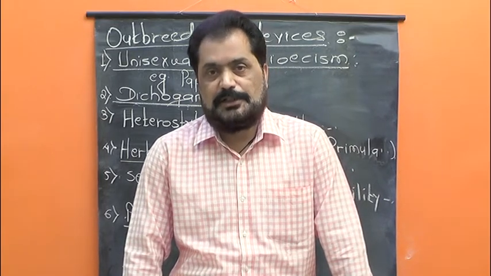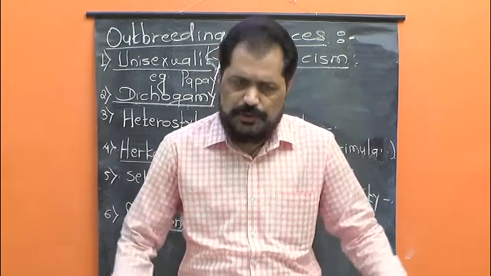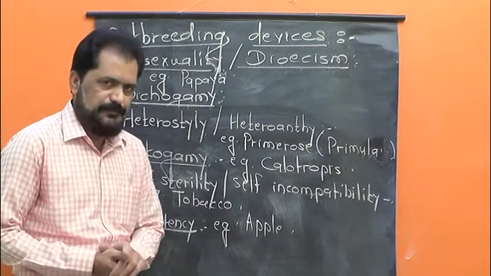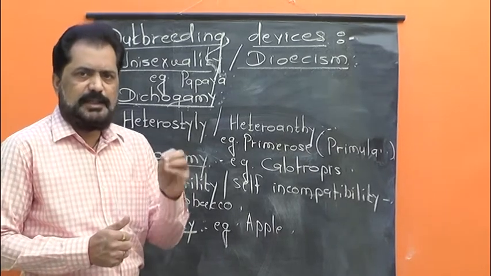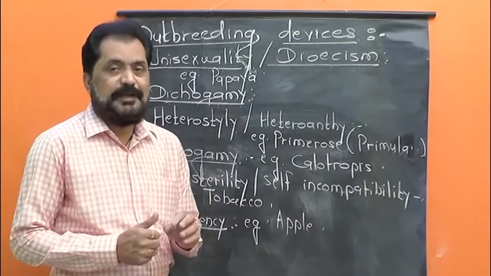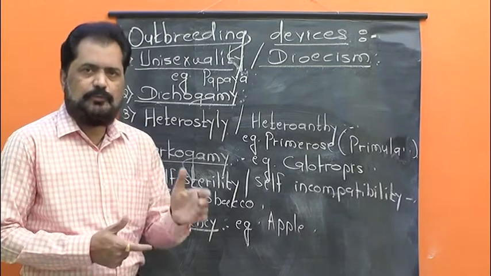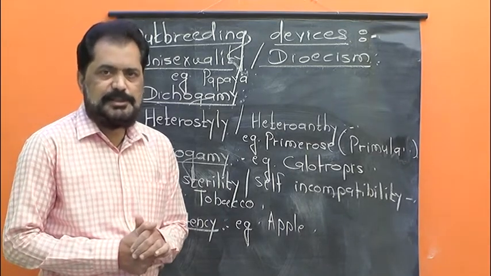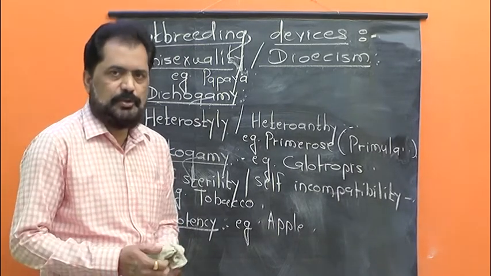That is called prepotency. And I said it is seen in apple. So here we have discussed the different outbreeding devices, the different special adaptations seen in plants and flowers to achieve cross pollination and to discourage self pollination. Now we have to discuss a little topic, that is the advantages and disadvantages of cross pollination. So let us talk about it.